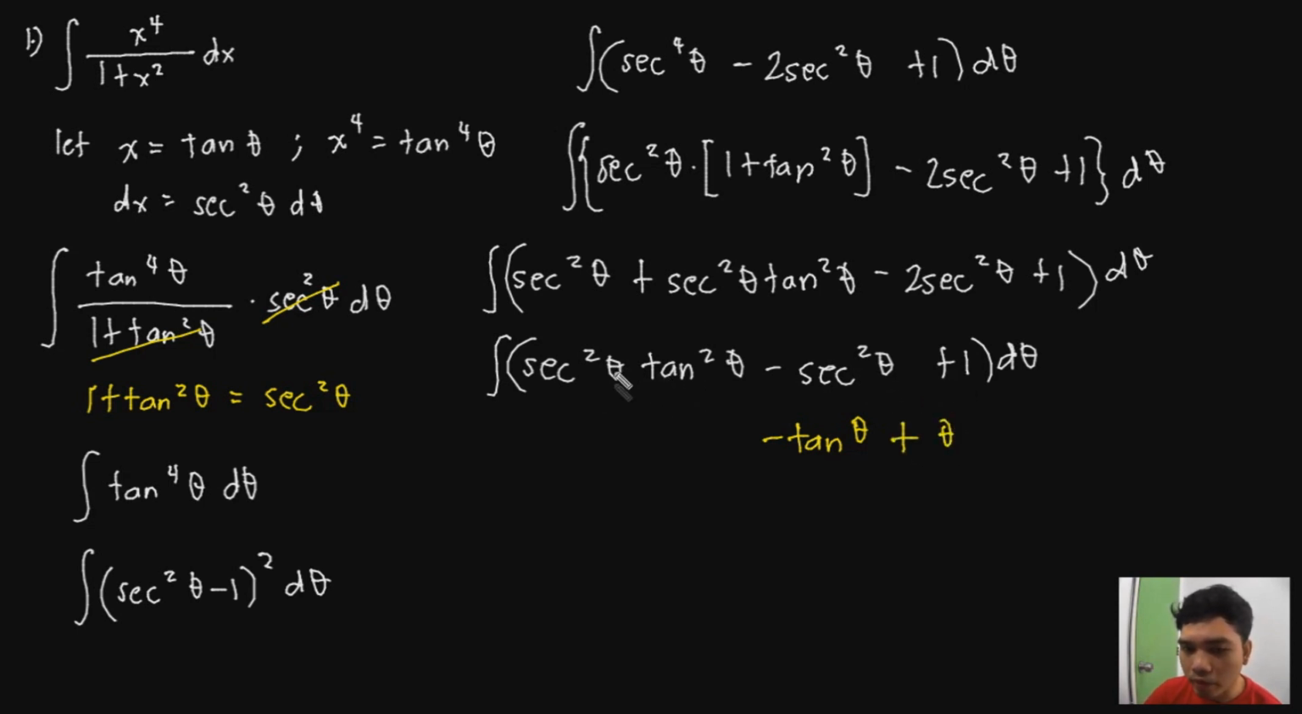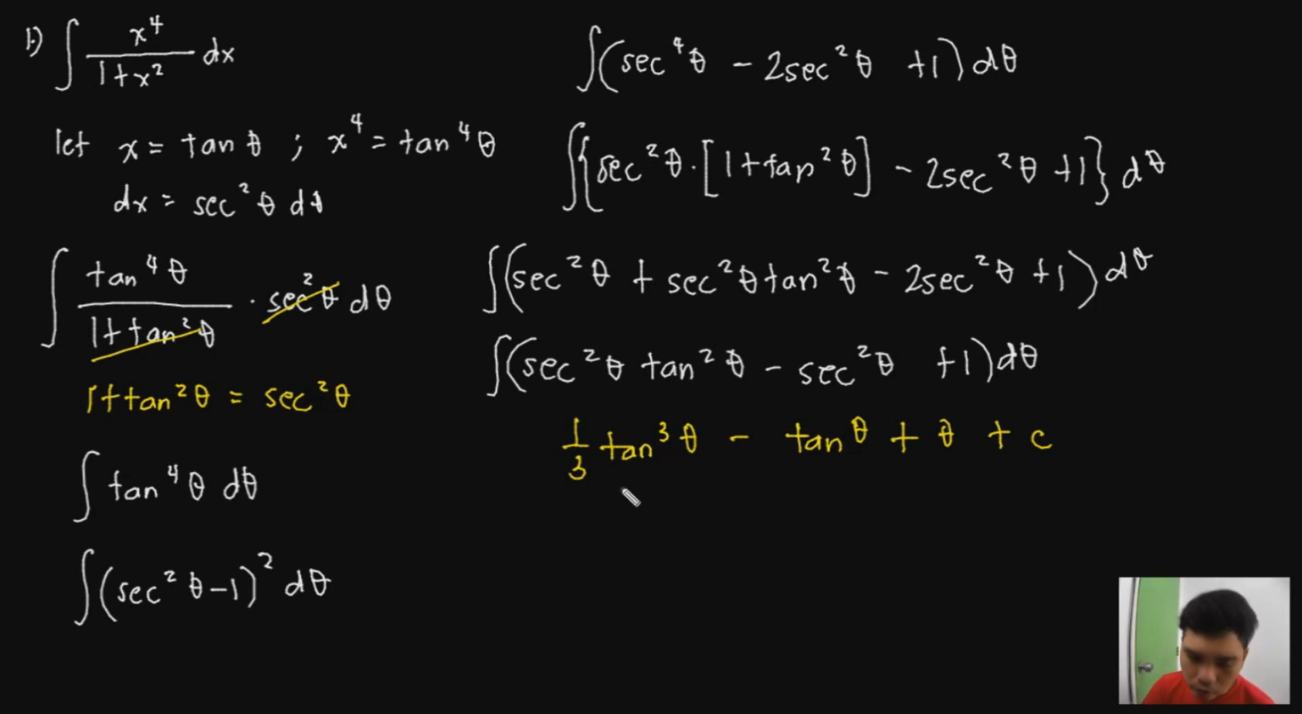But how about this one? Now, remember, if you let u be tangent theta, the derivative is secant squared theta. So, para lang siyang u squared du. And therefore, the antiderivative would be 1/3, and then that is tangent cubed theta. So, that's it for this problem. Plus C. So, yan, ganyan siya sinosolve.